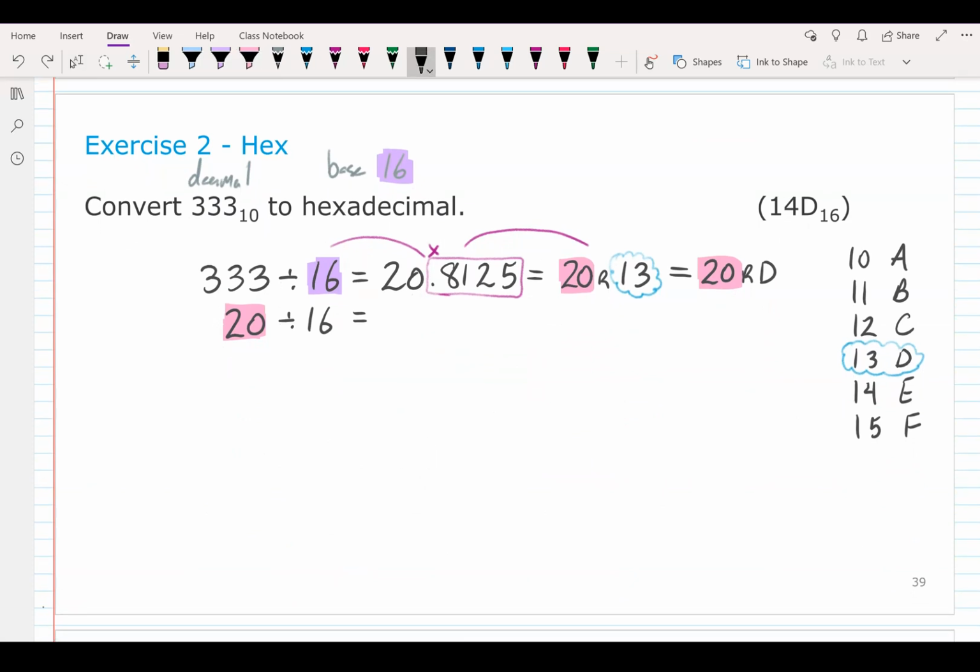20 divided by 16 is definitely 1. You can only fit 16 into 20 once. But let's figure out what the remainder is going to be. In this case, it's going to be 4.